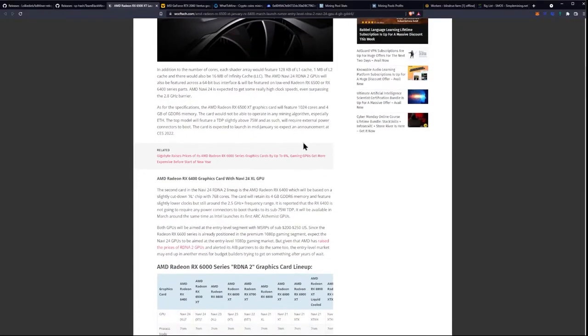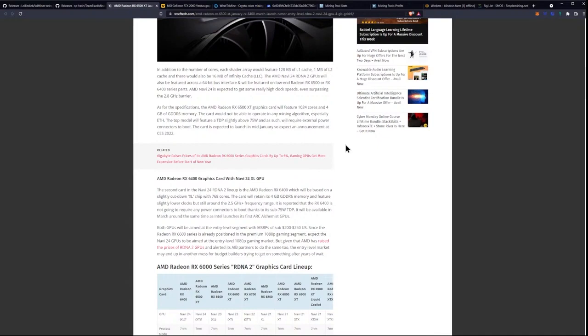As for specifications, the RX 6500 XT graphics card will feature 1,024 cores and 4 gigabytes of GDDR6X. The card would not be able to operate in any mining algorithm, especially ETH. That's weird, because why wouldn't it be any? I don't think I agree with that, WCCF Tech.